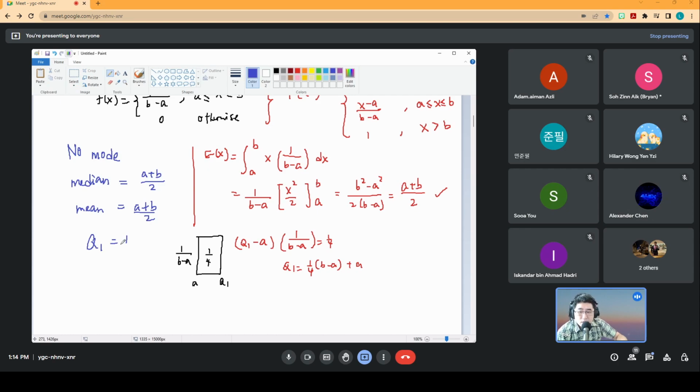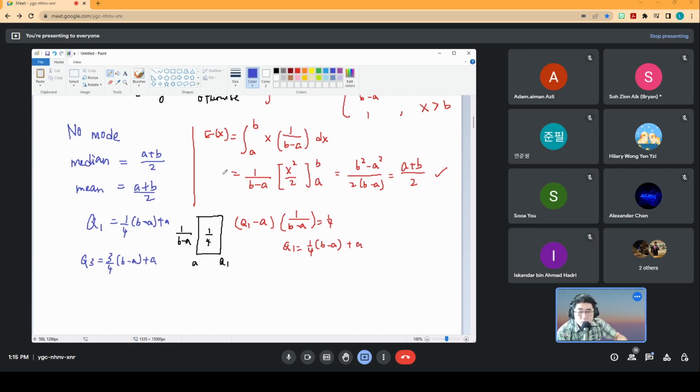So by using the same structure, what can we say about the Q3? 3 over 4 times b minus a, plus a. Okay, so as you can see, it's purely by logical thinking.